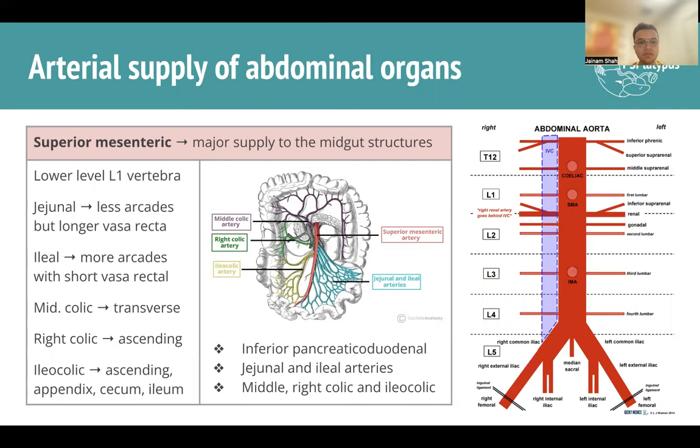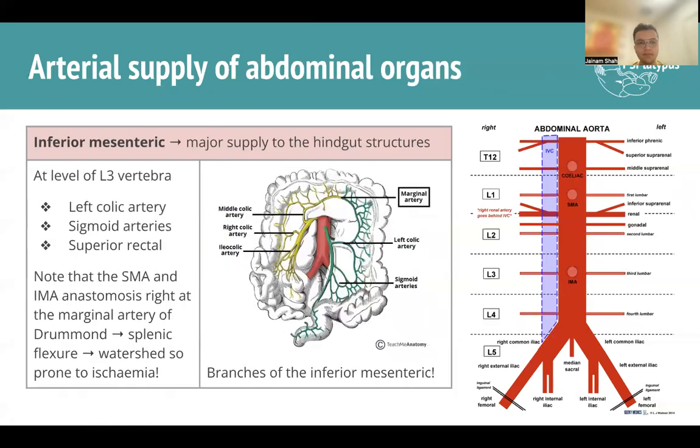So that means that it has less of a distance to travel before it reaches the actual intestines. You then got the middle colic, which is supplying the transverse colon. You've got the right colic, which supplies the ascending colon. And then you've got the ileocolic, which supplies the ascending colon, the appendix, the cecum, and the ileum. So in other words, remember that midgut means everything from the end of the duodenum to the splenic flexure. So you're not going to have anything here supplying the descending colon, because that's going to be with the next artery.